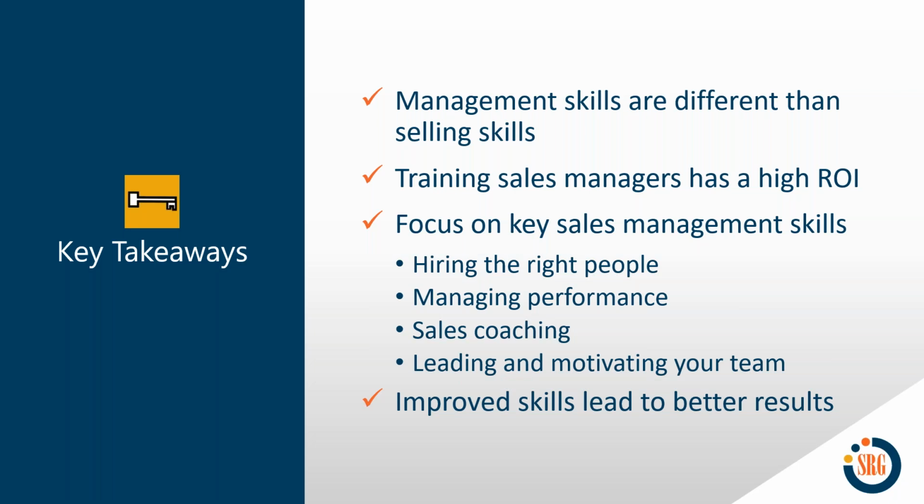We think about 4 key abilities that managers need. They need to hire the right people. They need to manage sales performance. We talked about managing activities, which is forward-looking, not so much results, which are backward-looking. Sales coaching, we spent a lot of time there, and also leading and motivating your team. And finally, when you have better managers, as I said before, you get better sales results.